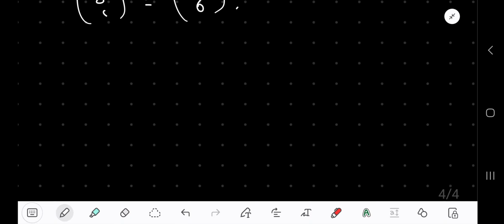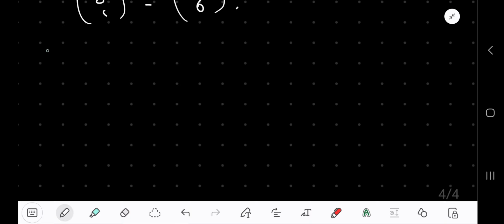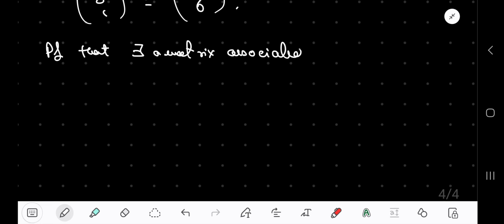Yeah, so let's continue the discussion. How do we essentially prove it? So, proof that there exists a matrix associated to a linear transformation. Okay, let's check out the proof. Well, the proof is quite simple.